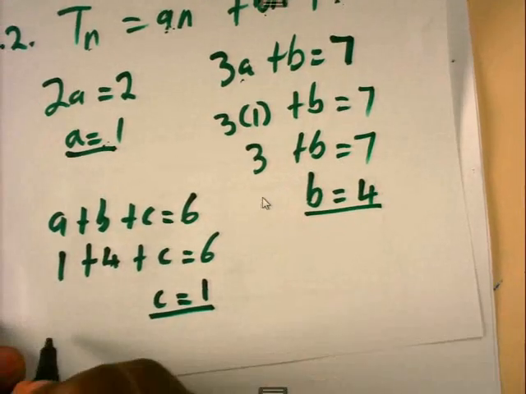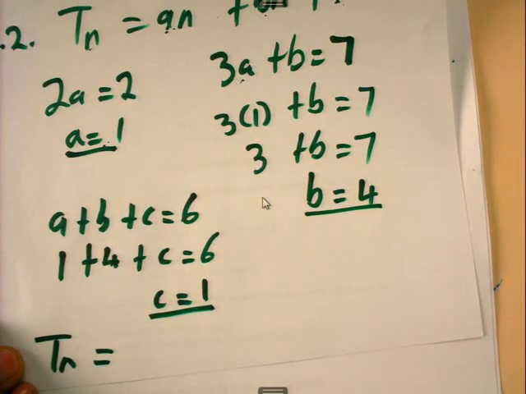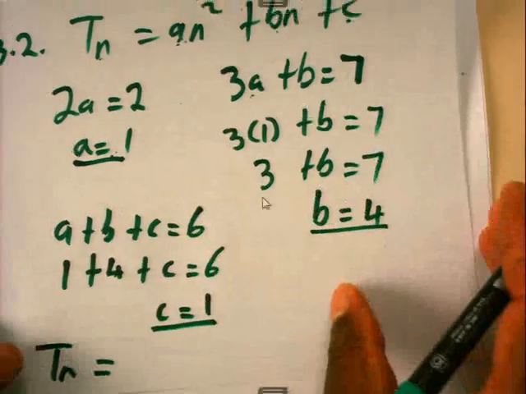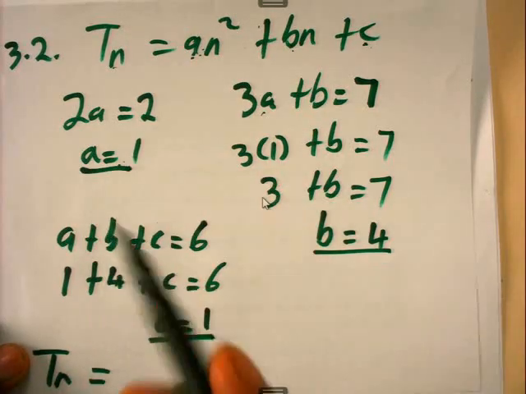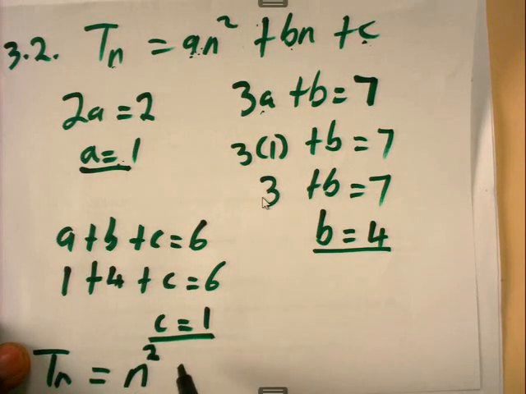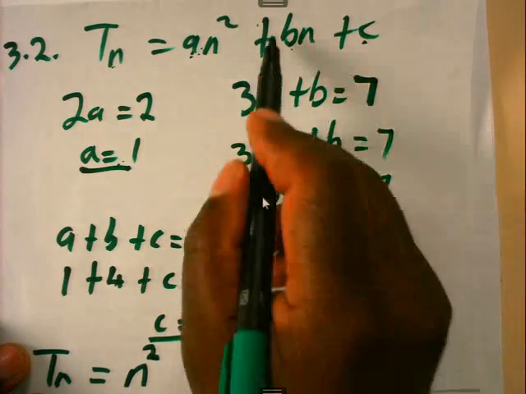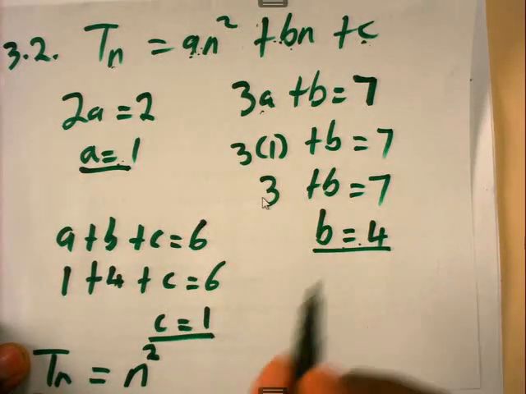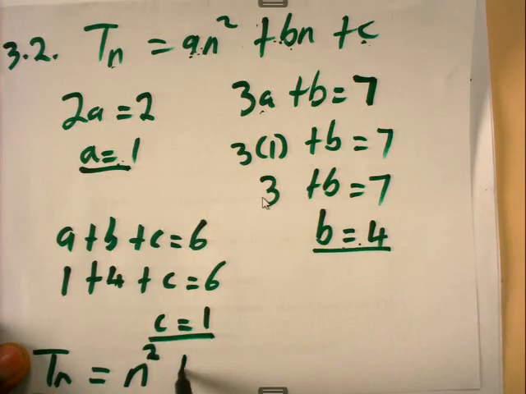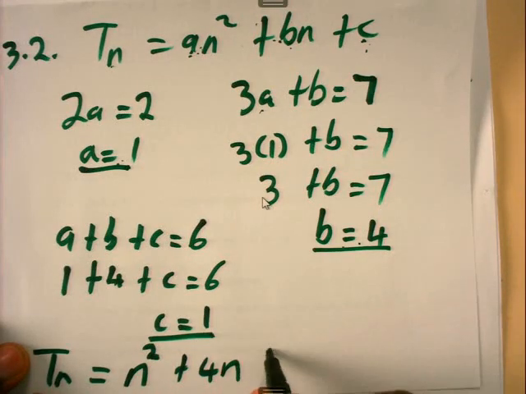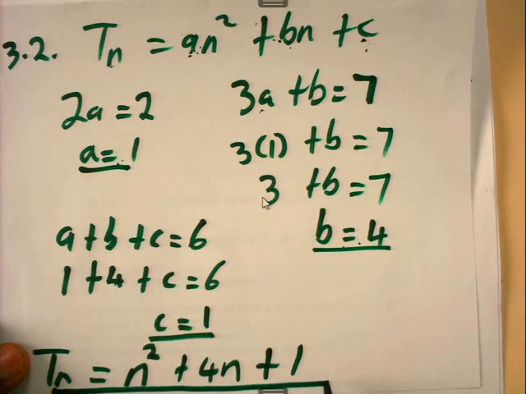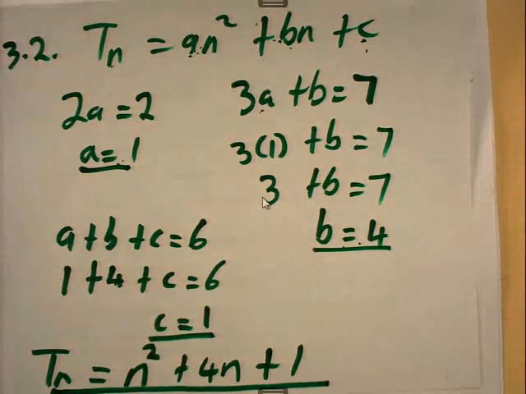Therefore, what does that mean? It means the nth term of the pattern is an squared plus bn plus c. So we've got the value of a. Our a here is 1, so we've got n squared. B is 4, it was bn. You substitute b by 4, then you've got 4n. C is 1. Then you've got plus 1. So the nth term of the sequence is n squared plus 4n plus 1.